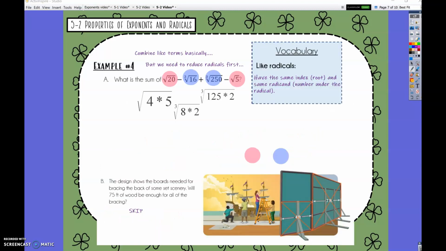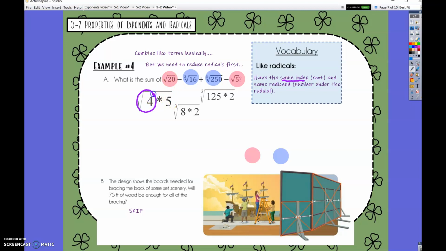For example 4, we've combined like terms before, but now we're combining like radicals. But they must have the same index, so the same root, like this third root and third root, and they must have the same radicand. Now that's a problem here because I've got 250 and 16. Those don't match. And both of those have to match in order for me to be able to add those two blue bubbles. So here I've rewritten square root of 20 as 4 times 5.